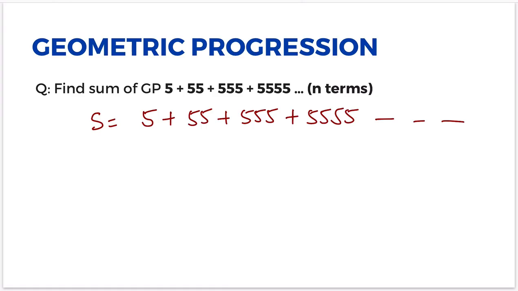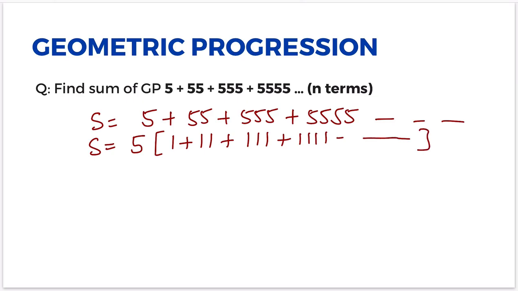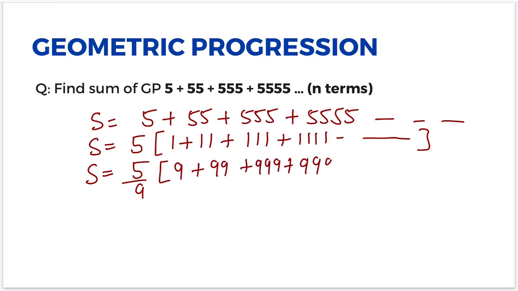favorites. They can give you 9 plus 99 plus 999 and so on. Don't worry, now we know the trick. S is this. Now take 5 out of this. If you take 5 out of this, you will be left with 1 plus 11 plus 111 plus 1111 and so on. Correct? Now the next step is to multiply everything by 9: 9 plus 99 plus 999 plus 9999 and so on.